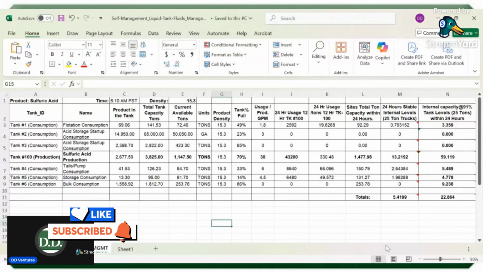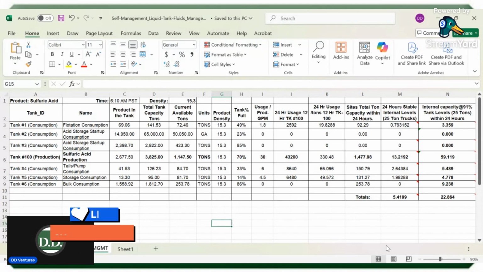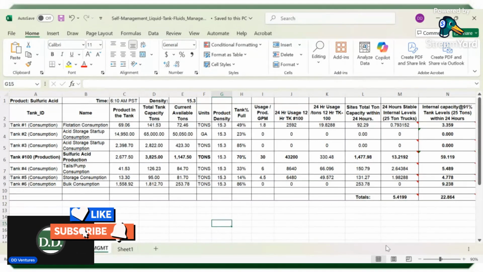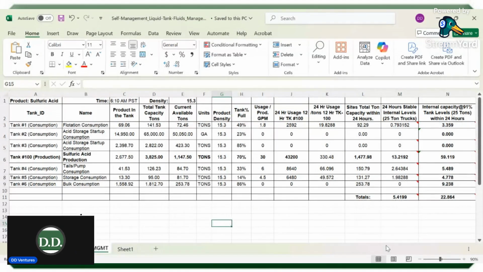But this gives us a good understanding early on of what we need to tell the truckers, what they need to pull from this particular tank and distribute to the other consumption tanks. Now, each of the other consumption tanks only has a certain capacity, so you need to know what they're able to take. And this is the calculation sheet.